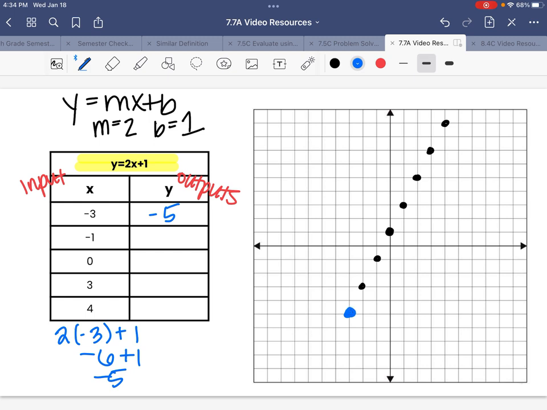For our next input, -1, again, I'm going to replace x with a -1. So it would be 2 times -1 plus 1.